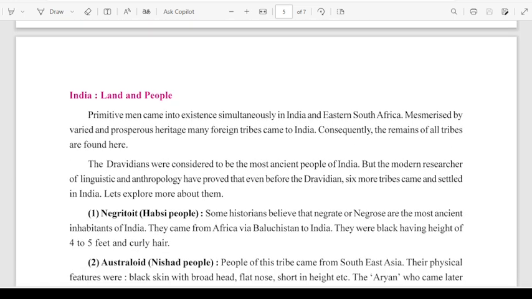India, land and people. Primitive man came into existence simultaneously in India and eastern South Africa. Mesmerized by the varied and prosperous heritage, many foreign tribes came to India. Consequently, the remains of all tribes are found here. The Dravidians were considered to be the most ancient people of India. But modern researchers of linguistics and anthropology have proved that even before the Dravidians, 6 more tribes came and settled in India. Let's explore more about them.